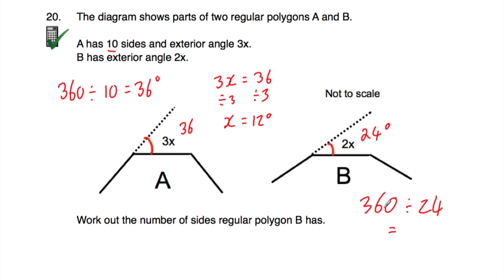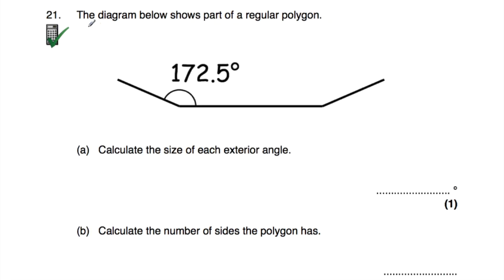So 360 divided by 24 is equal to 15. So there's 15 exterior angles. So that means there's 15 sides. And that's it. Okay, let's have a look at our next question, question number 21.